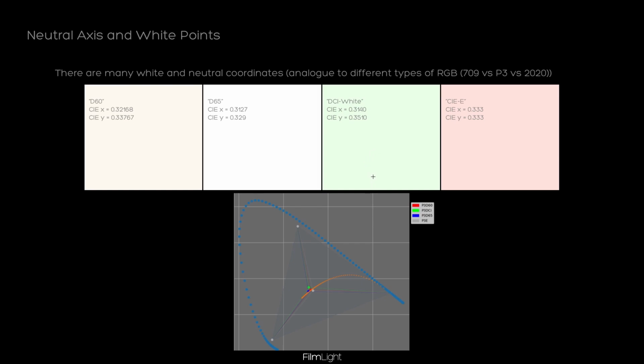The real DCI encoding neutral axis for digital cinema packages is yet another coordinate called CIE E, E for equal energy, and falls on x 0.333, y 0.333. This white point is just a technical white point for the DCP. This one should be called DCI white, but the industry has moved on to call the greenish white point DCI white.